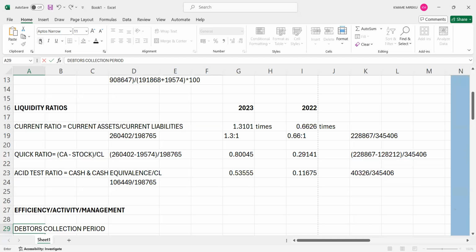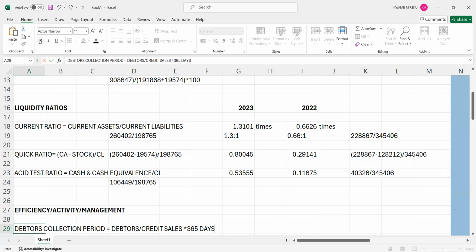Now, what is the formula for debt collection period? That would be debtors over credit sales, times 365 days, because it is measured in days. How many days does it take you to collect your debt from your debtors, your accounts receivable? How many days does it take to get your money back from them?